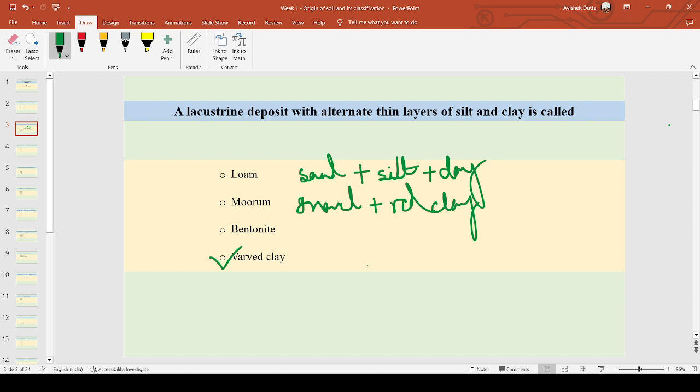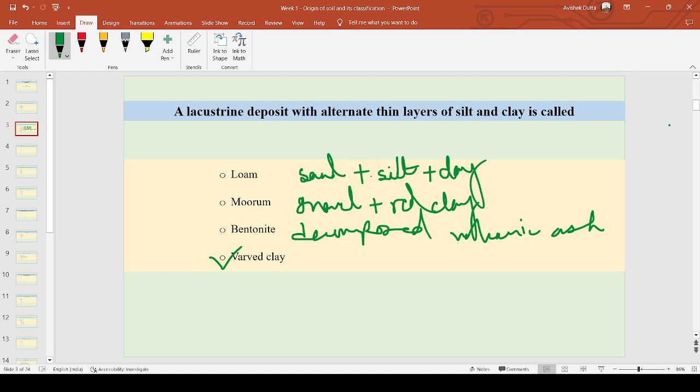Gravel plus red clay. What is bentonite? Bentonite is volcanic ash after decomposition, or it is called decomposed volcanic ash. Okay, so lacustrine deposit with alternate thin layers of silt and clay. This is varved clay, absolutely correct.